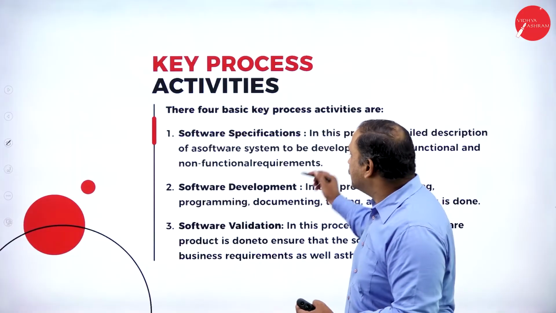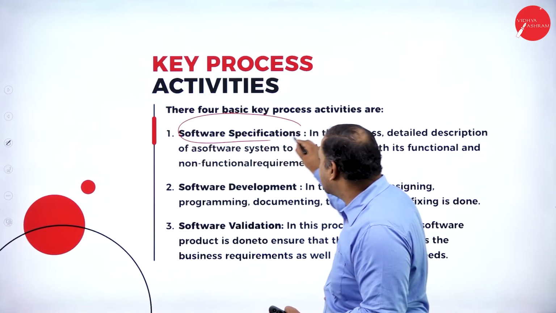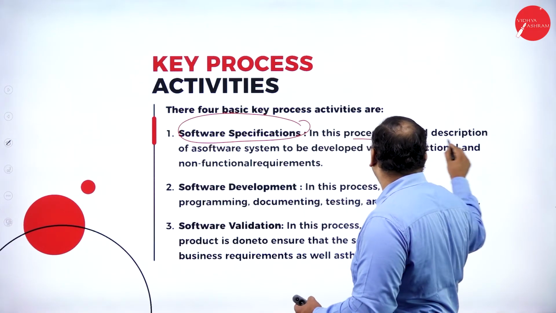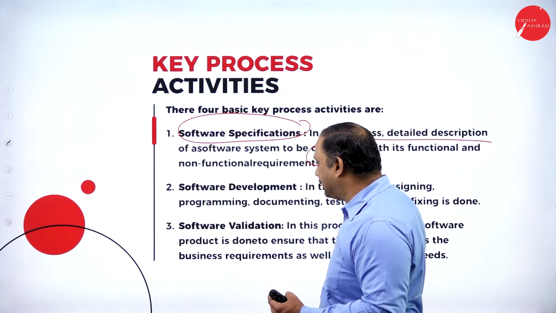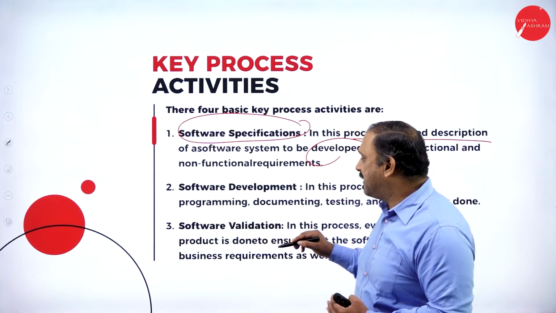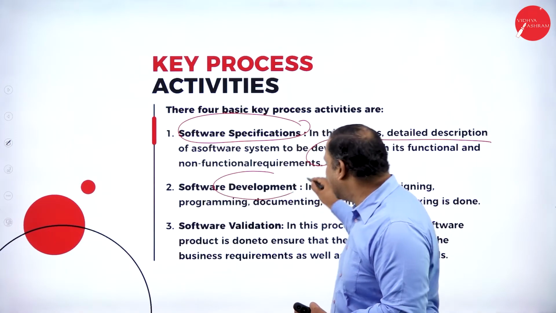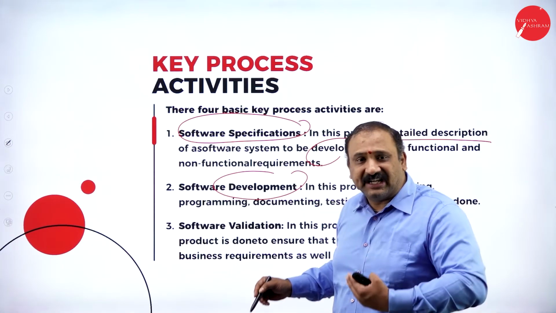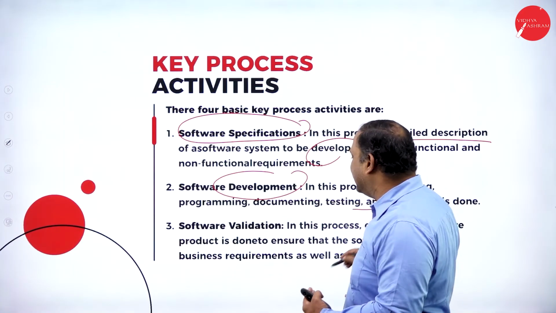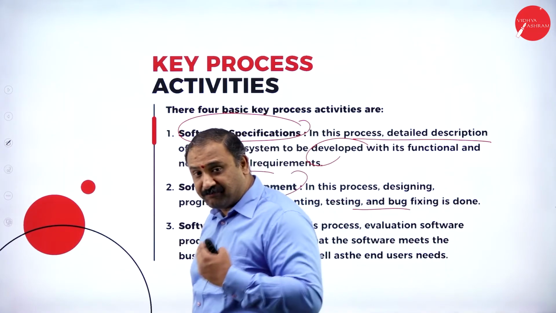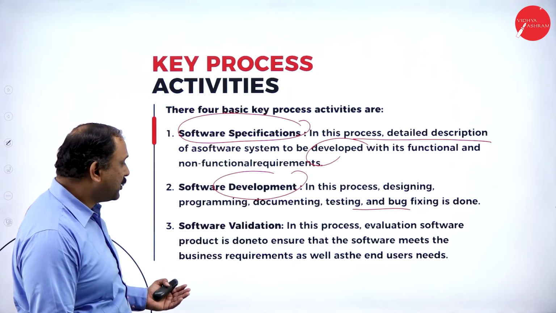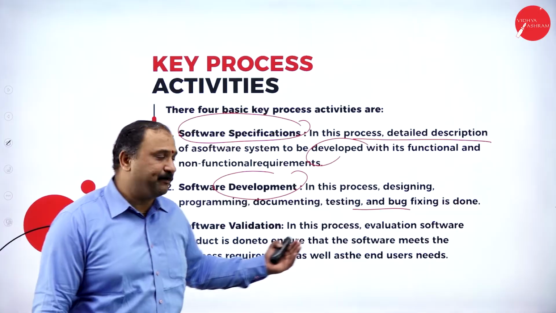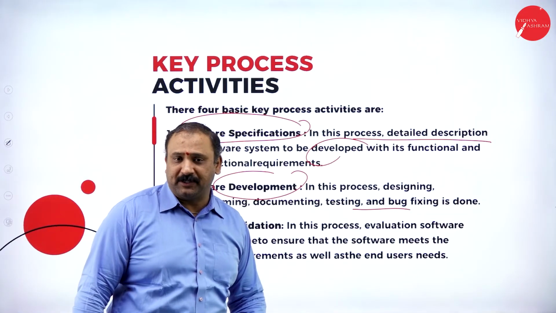Let us start with software specifications. What are the specifications in this process? A detailed description of the software system to be developed is given, along with the non-functional factors. Now we talk about software development. In this process, designing, programming, documenting, and testing come into the picture. And finally, we talk about validation, where the evaluation of the product is done to ensure that it meets the standards and requirements of the user.